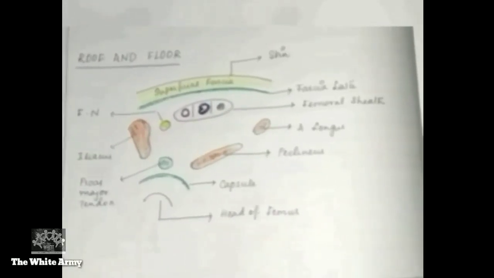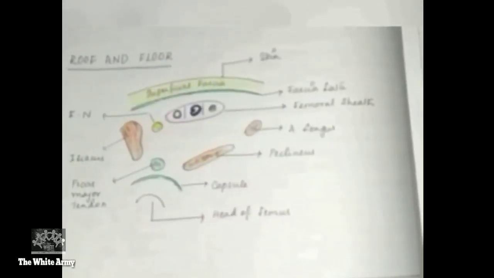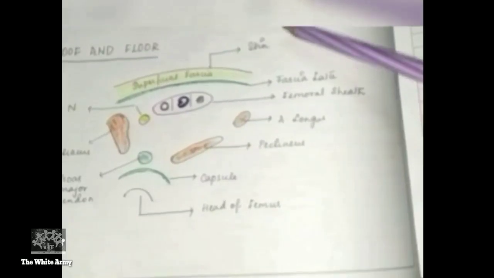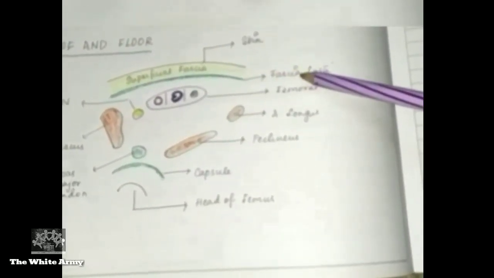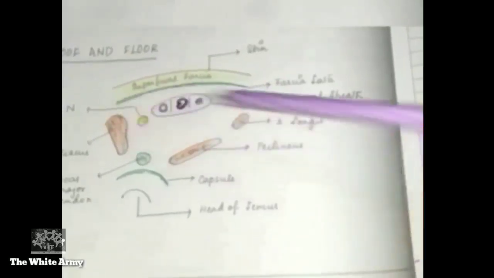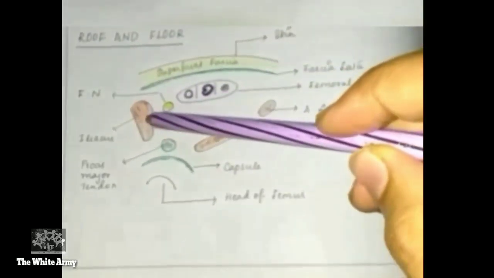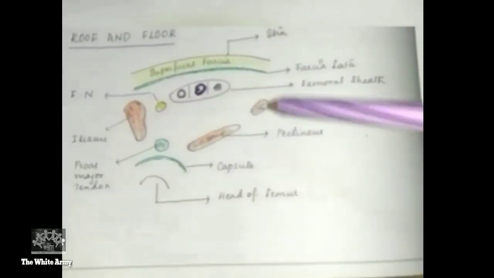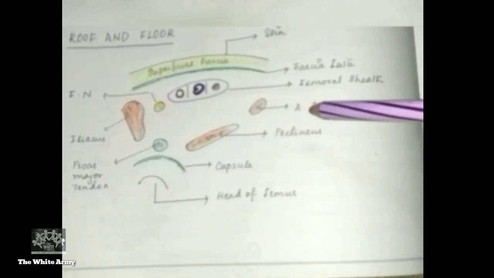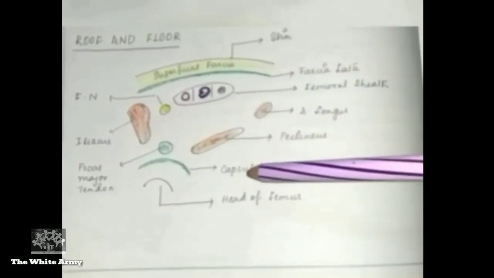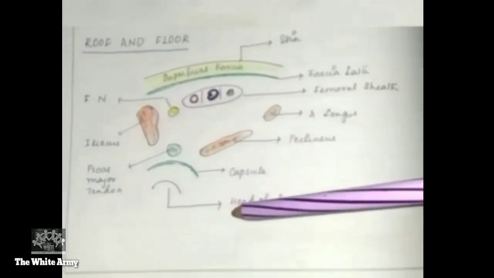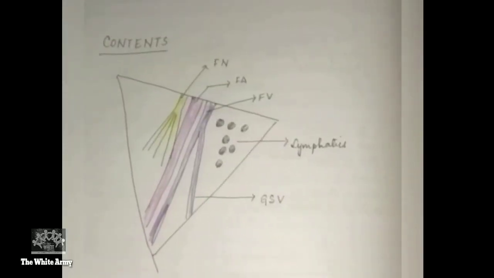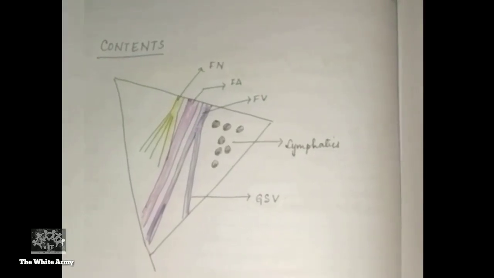Coming to the roof and floor of the femoral triangle. The roof is formed by skin, superficial fascia, and the deep fascia, which is fascia lata. The floor is formed from lateral to medial by the iliacus, tendon of psoas major, pectineus, and adductor longus. The lowermost part of the floor is formed by the capsule of the hip joint and the head of the femur. Now let us talk about the contents of the femoral triangle.